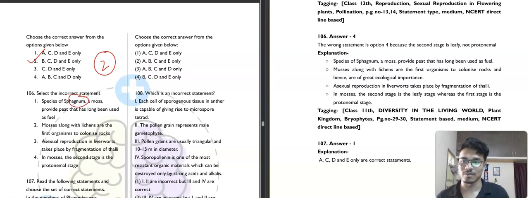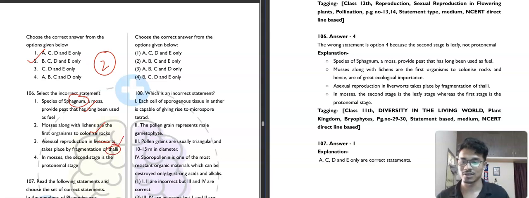Sphagnum, you know that a moss provides peat, and that has long been used as fuel. Do you think this is correct? Yes, this is absolutely correct. Then mosses along with lichen, you know that they are the first organisms to colonize rocks. Correct. Then asexual reproduction in liverworts, you know, the bryophyte takes place by fragmentation of thalli.